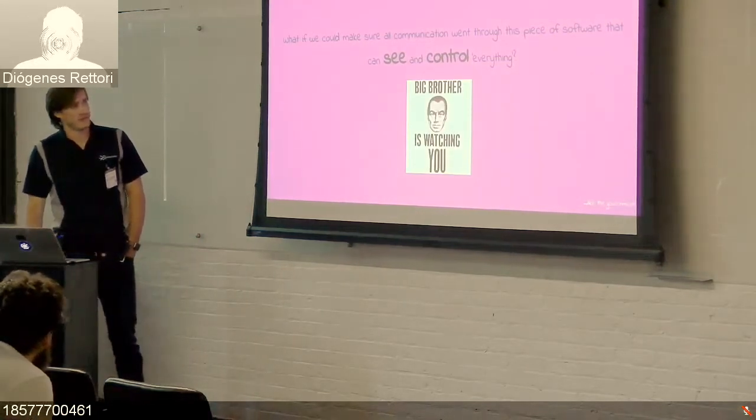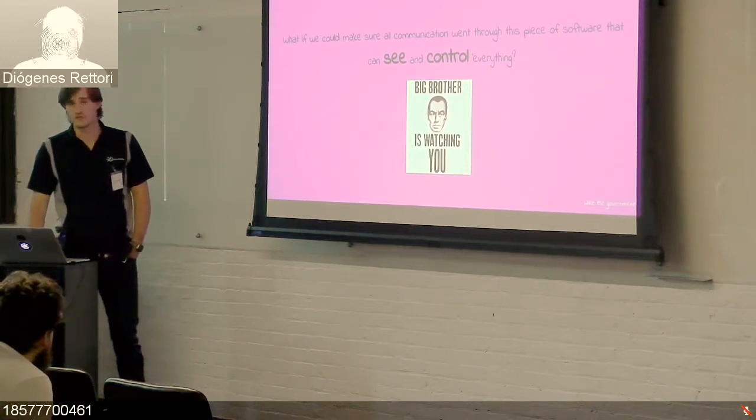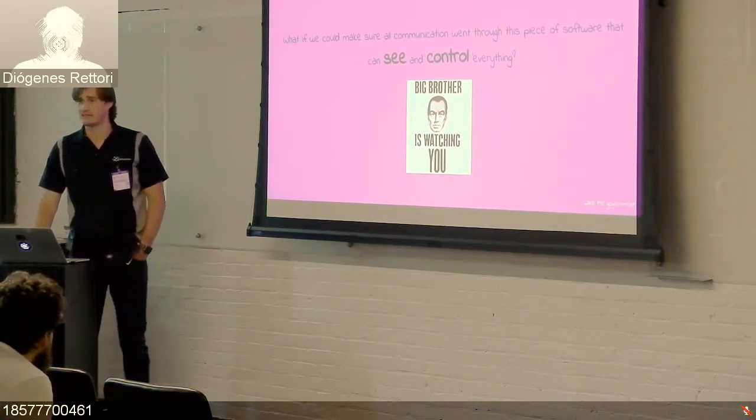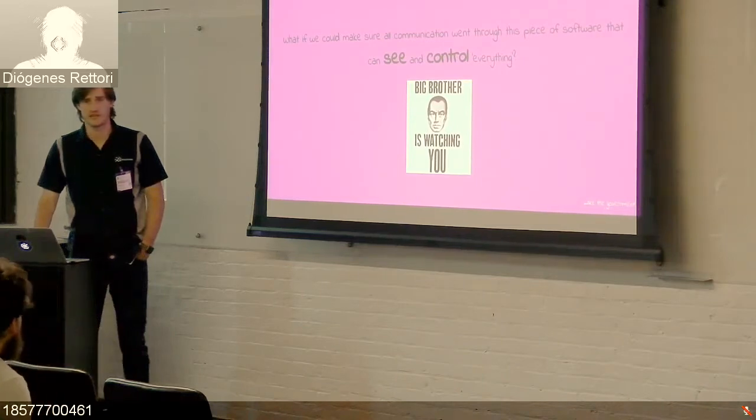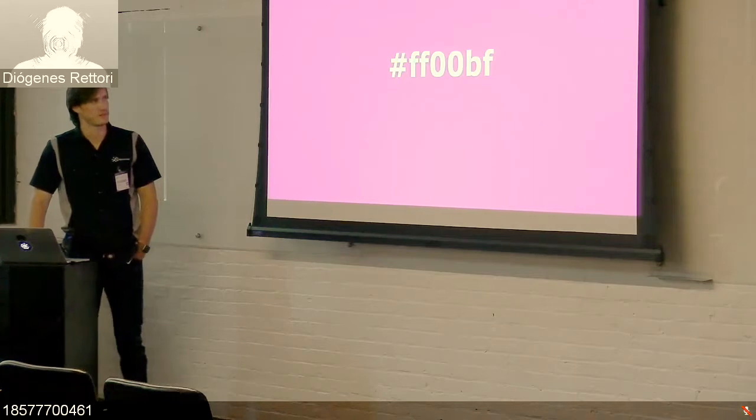So this is the big brother. It's watching. Envoy is like the big brother. All traffic goes through this one piece of technology that is spread across your network, or a mesh, you would say.